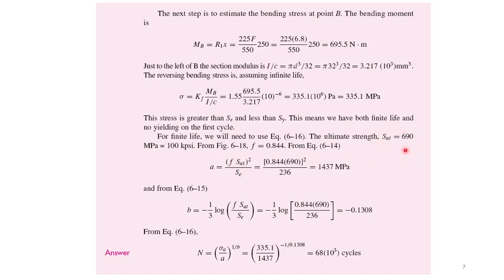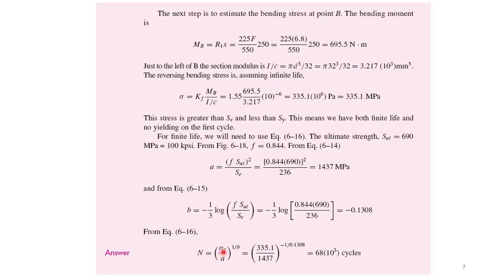So for this value of S ultimate, I will use the chart to get the value of F, which is the fatigue strength fraction, which turns out to be 0.844. So I will calculate A and you will calculate B. After that you will use the equation SF is equal to A multiplied by N to the power B, but here you will solve for N, knowing that SF is the fatigue strength, which is the maximum stress acting at point B. So I will solve for N here.